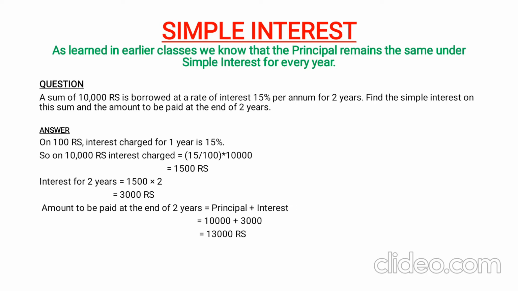Well, on 100 rupees, interest charged for 1 year is 15%. So on 10,000 rupees, interest charged will be 15 upon 100 into 10,000, that is 1500 rupees. Thus, the interest for 2 years will be 1500 into 2, that is 3000 rupees. Thus, the amount to be paid at the end of 2 years is principal plus interest, that is 10,000 plus 3000, which gives the total amount as 13,000 rupees.